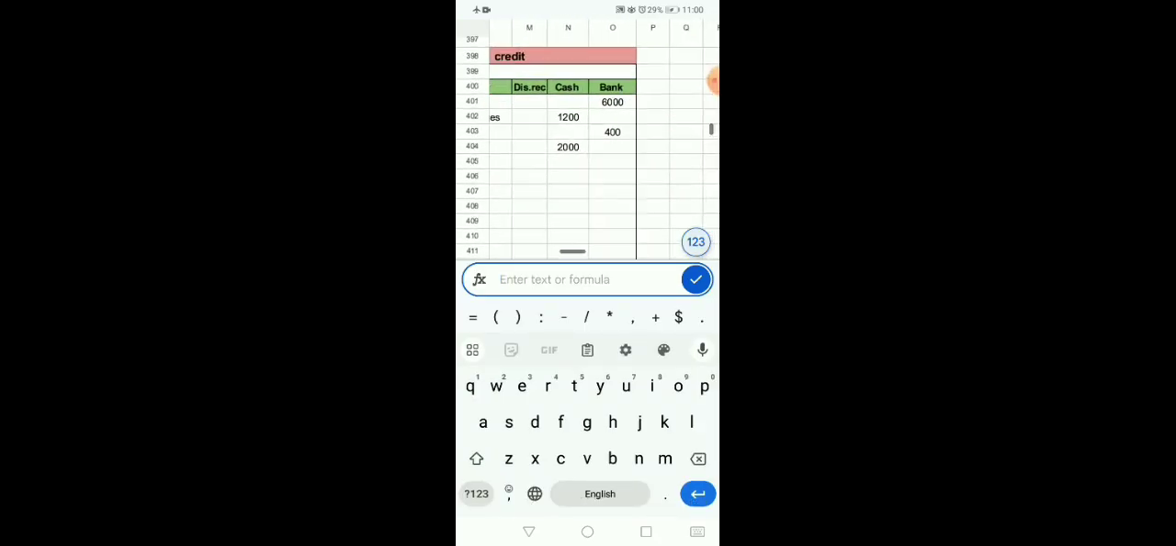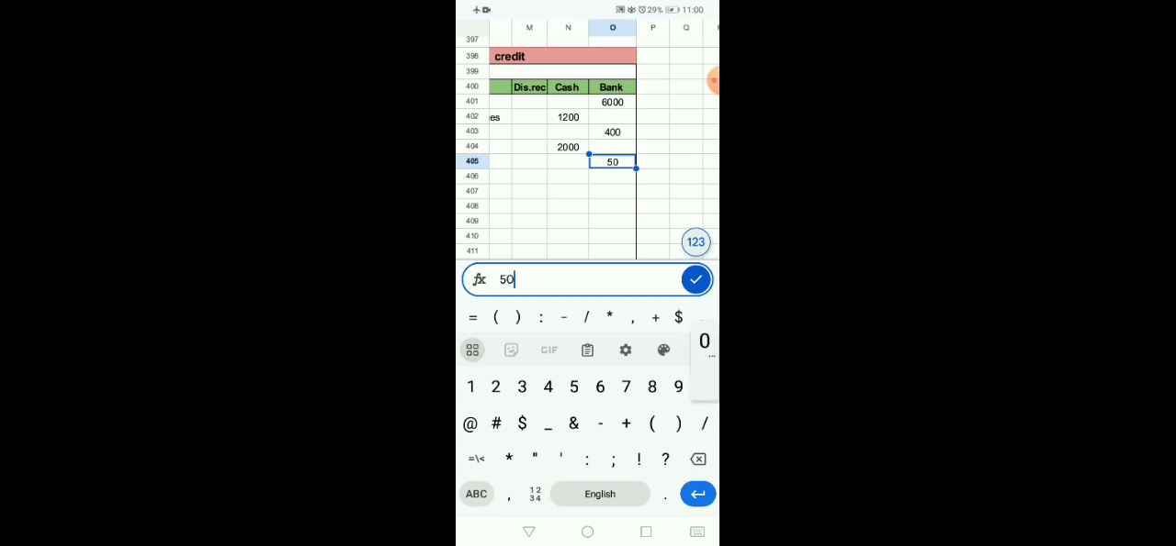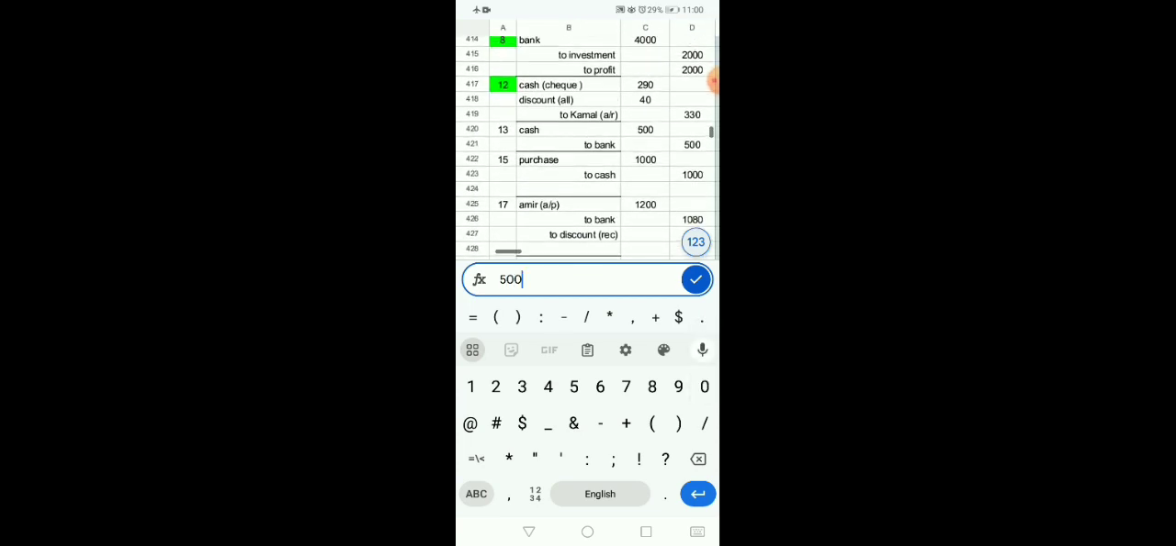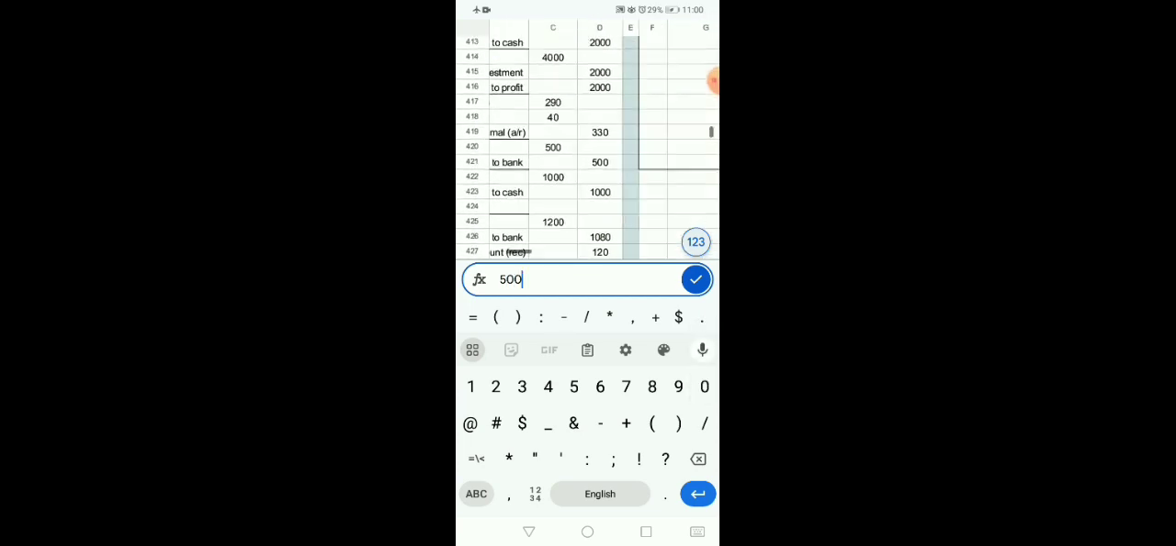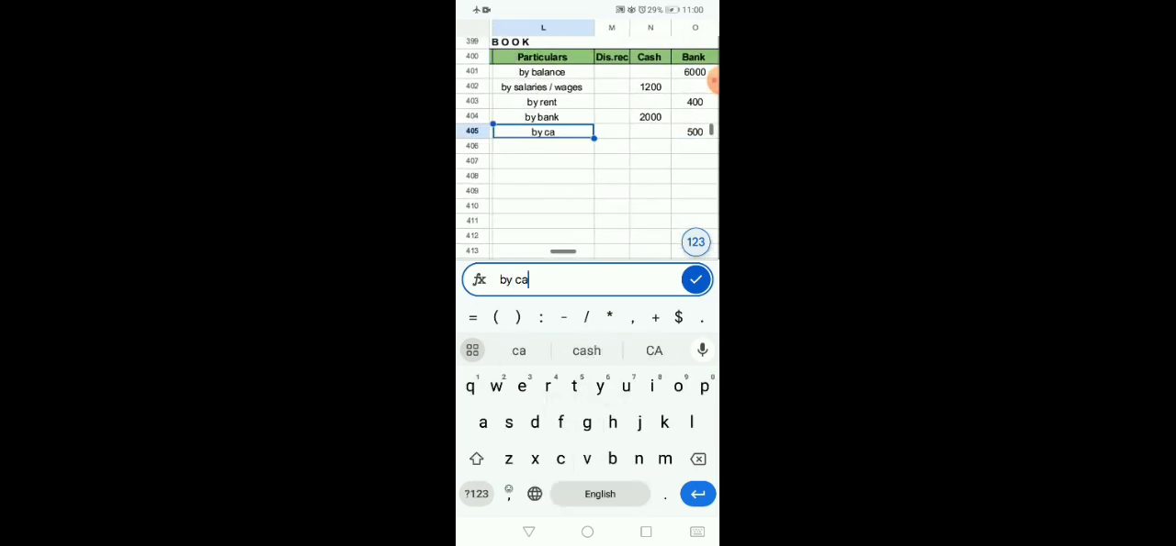Entry 13 was having two elements, cash is posted. Now bank is credited by 500. So you will go to the credit side of the bank and will write 500 over here in bank column. Now see its reference. What is written on opposite side of bank? It is cash. So you will mention by cash in particular column.